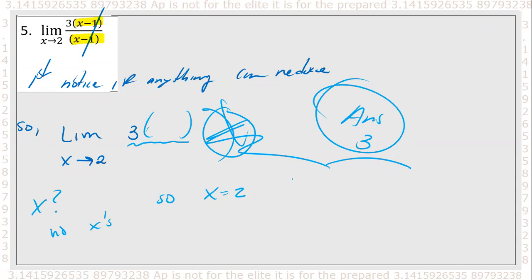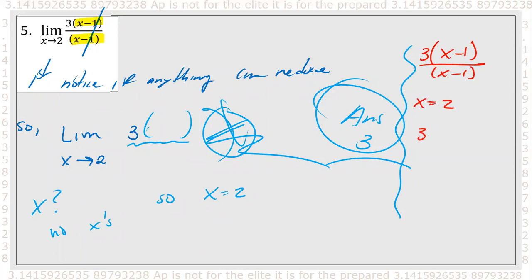Any questions on that? That one was a little tougher. Let's pretend you were a rebel and you did not want to check first, right? And you said, hey, you know what? Screw it. I'm just going to substitute it. This is x. This is 3. X minus 1. X minus 1. And I'm going to substitute x to be 2.